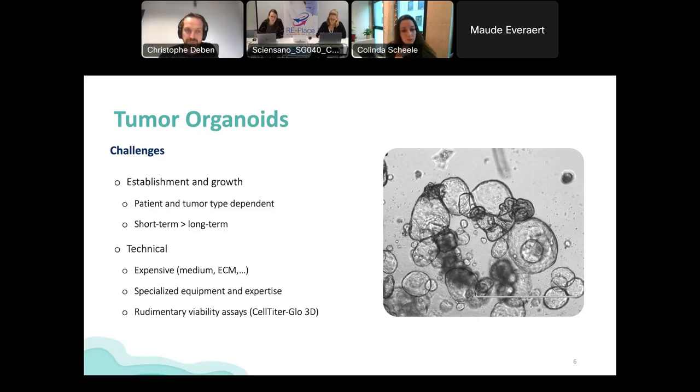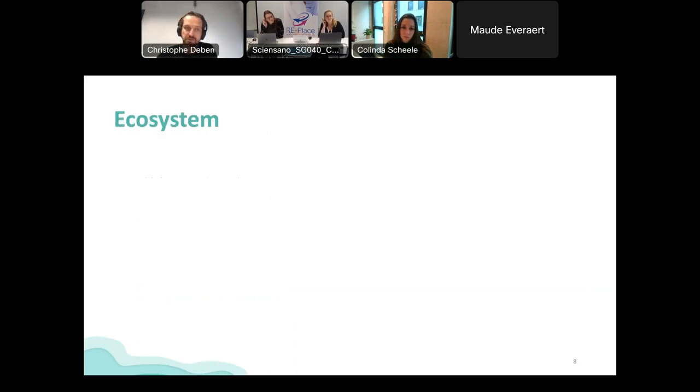They cost a lot, and you also need quite specialized equipment and expertise to first work with these patient-derived organoids, but also do analysis of these patient-derived organoids. And now most of the papers out there use rudimentary viability assays for drug screening like CellTiter-Glo. So for these last two points, we aimed to develop actually a solution here at the university.